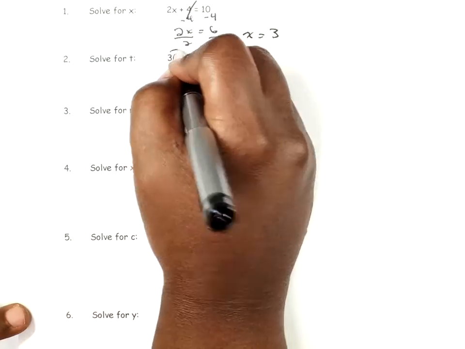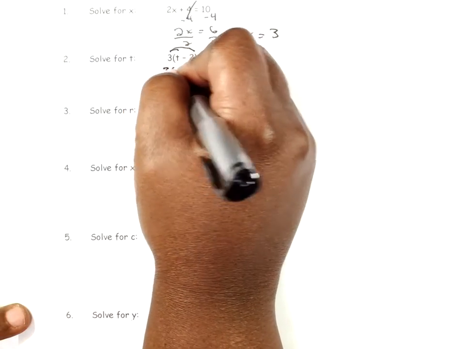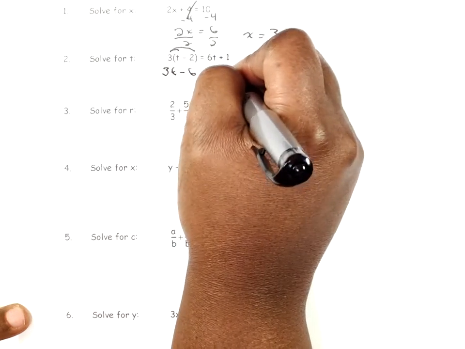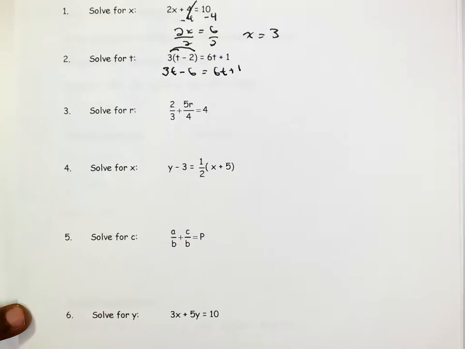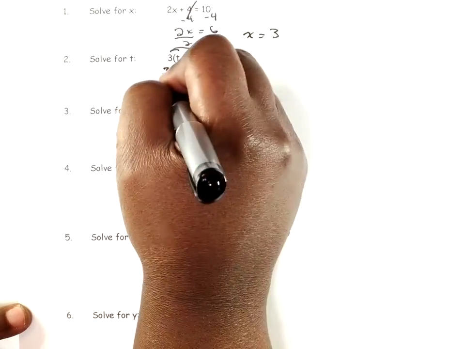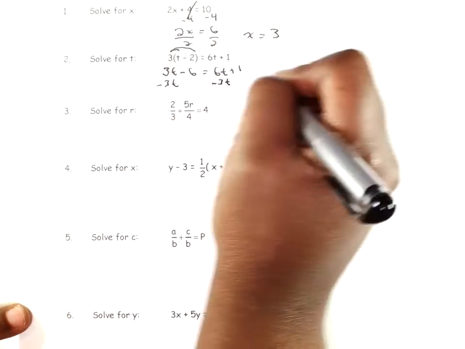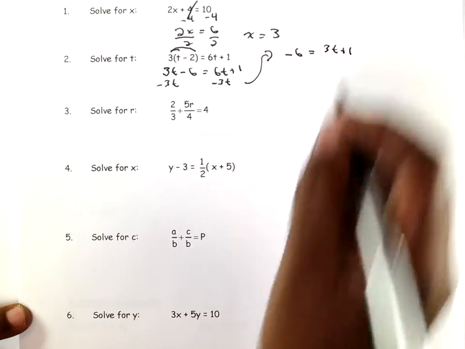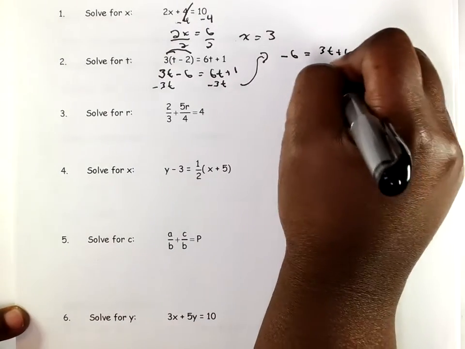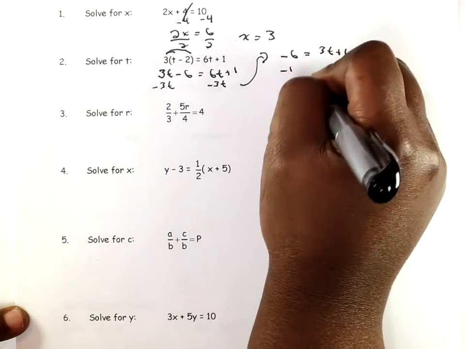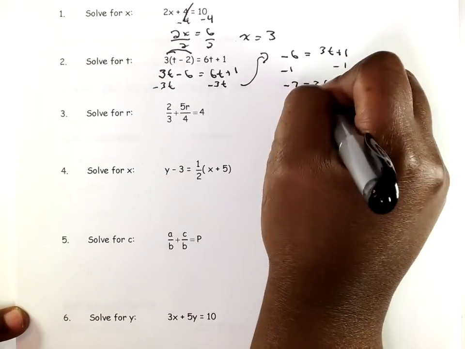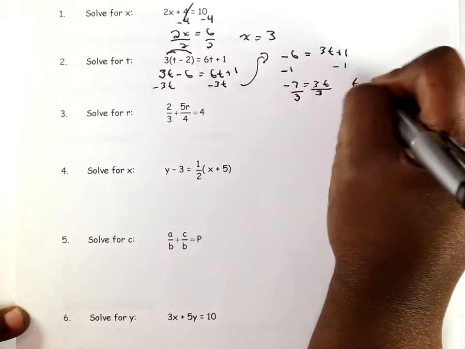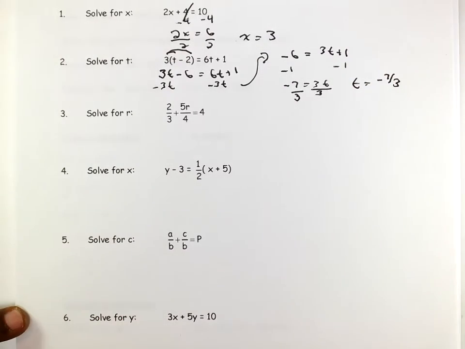The second one, we have a parenthesis, so I have to get rid of that. So I have to distribute. And I get 3t minus 6 equals 6t plus 1. So I need to solve for t. I have t's on both sides of the equation. So I'm going to move it over and subtract 3t. And that would give me negative 6 equals 3t plus 1. And then subtract 1. And then lastly, divide by 3. So t is equal to a negative 7/3.